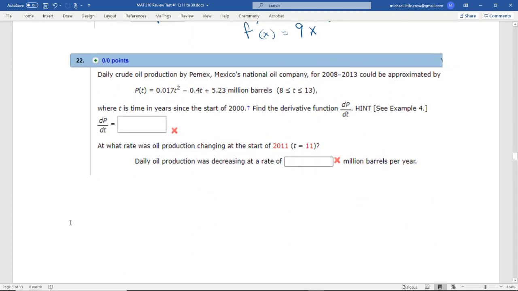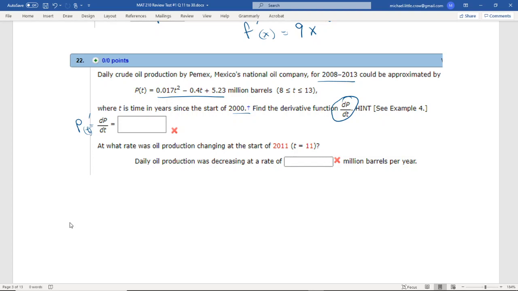This one looks somewhat familiar. We've got crude oil production from 2008 to 2013, approximated by this function. T is time in years since the start of 2000, so when T is 8, that would be 2008. That makes sense. Find the derivative function, so the derivative function dP/dt, or just P prime. That's all it's really asking for. This is the same thing as P prime of t. Remember, different notation. Newton's notation P prime, Leibniz notation dP/dt.